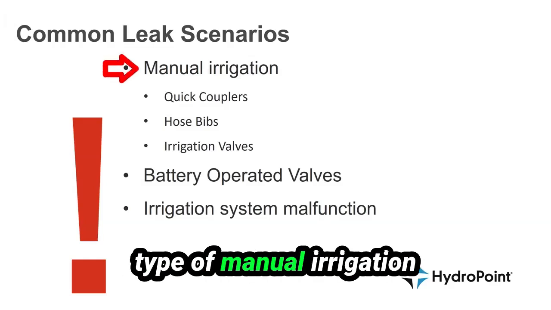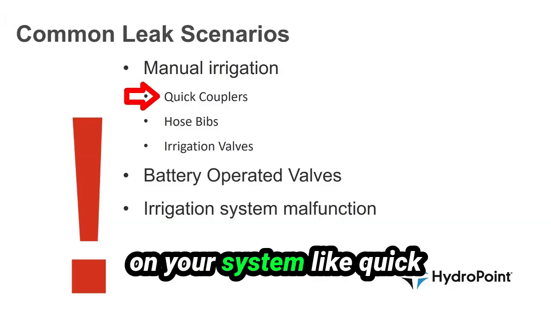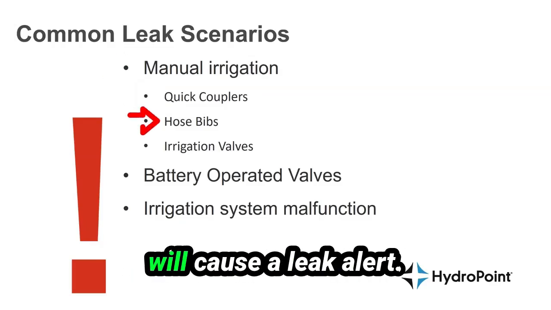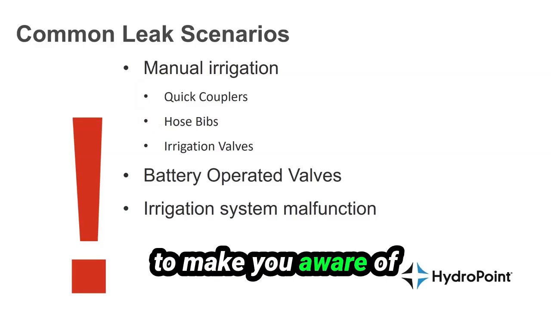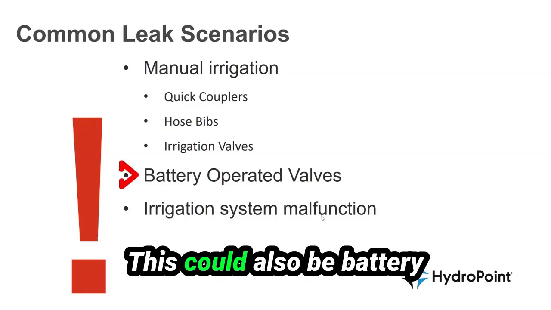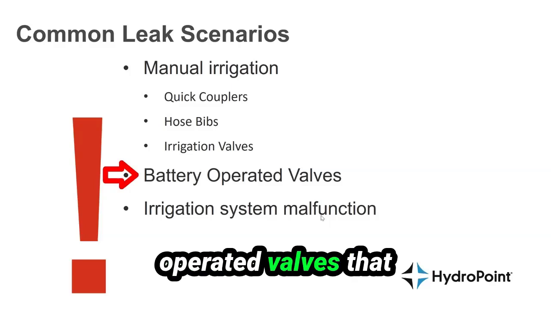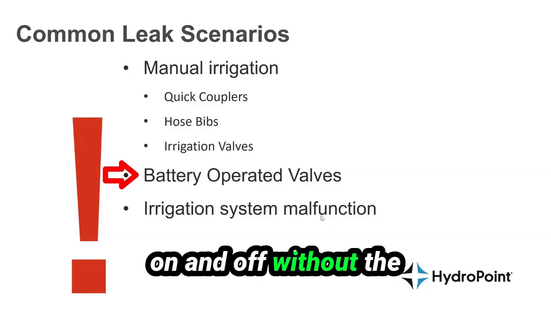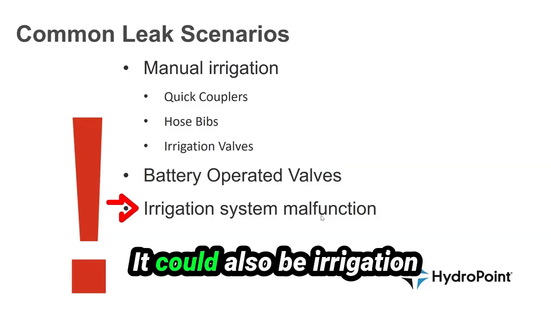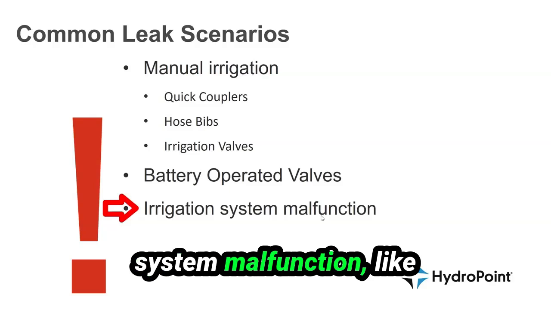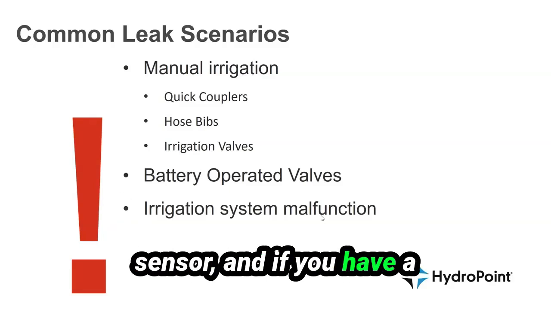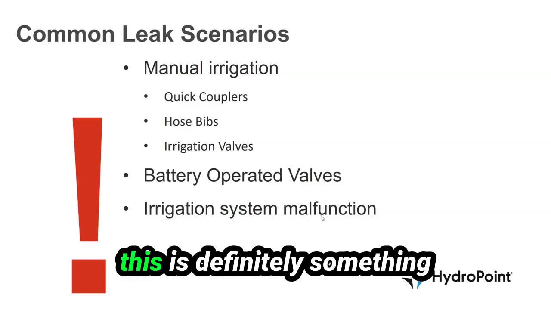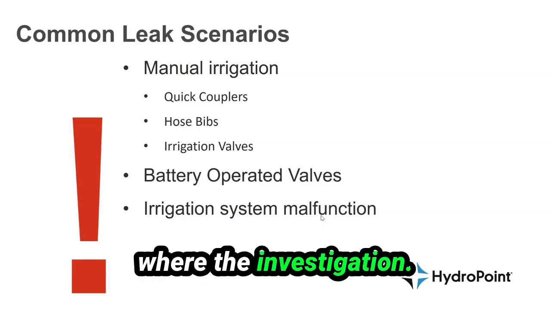Certainly the most common leak alert scenario is when you have a normally open master valve. Because any type of manual irrigation on your system like quick couplers or hose bibs will cause a leak alert, WeatherTrack wants to make you aware of that type of usage. This could also be battery-operated valves that are turning the system on and off without the controller knowing why. It could also be irrigation system malfunction, like you've got something broken in the field or a bad flow sensor, and if you have a normally closed master valve, this is definitely something worthy of investigation.